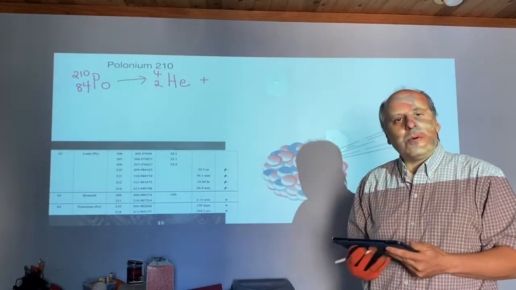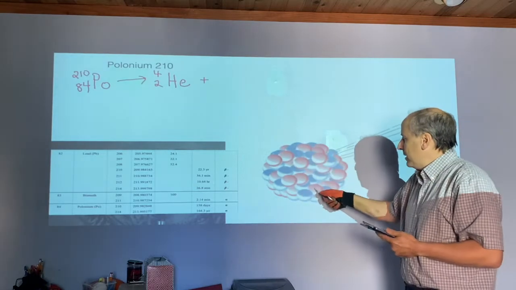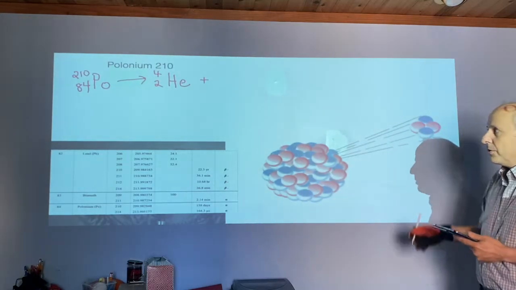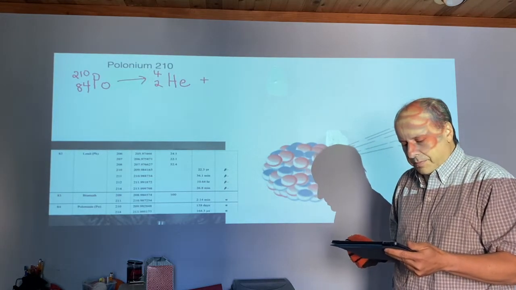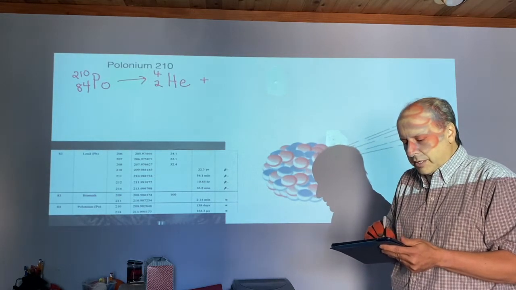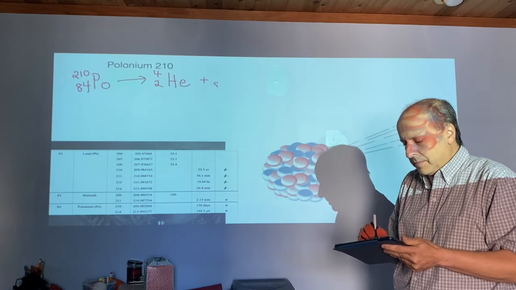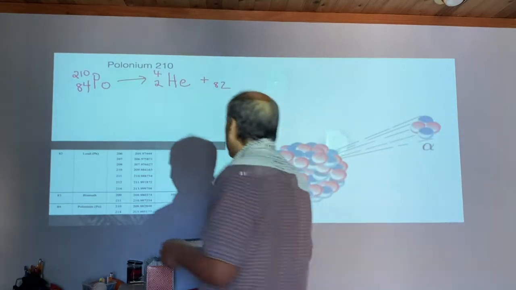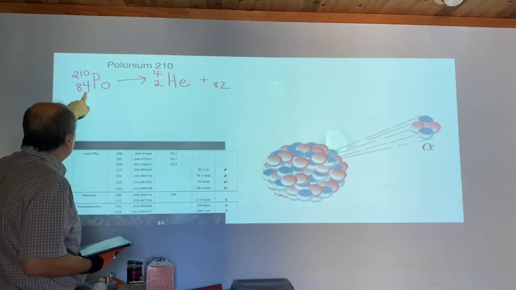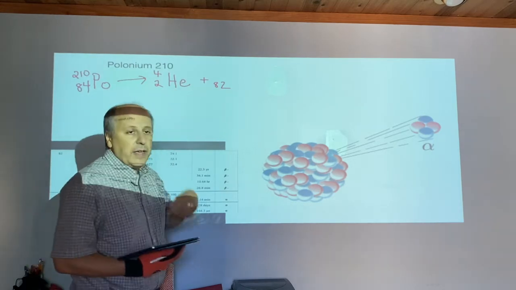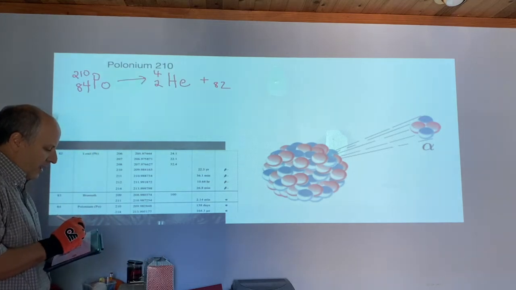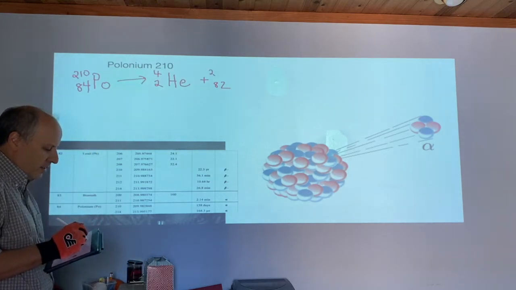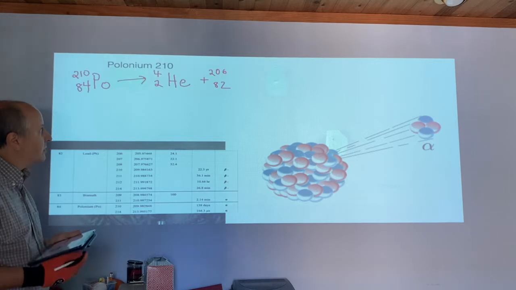Then you've got to figure out what particle remains after this alpha particle gets shot out. And the way you do that is quite simple. You make sure that the charge is the same on both sides. So I need a charge of 82. So I have 84 on the left and a total of 84 on the right. Up top, I have 210 to start with. So I would need 206.